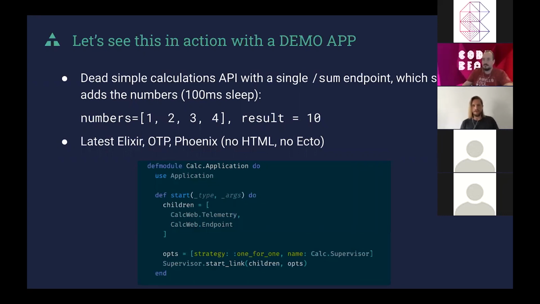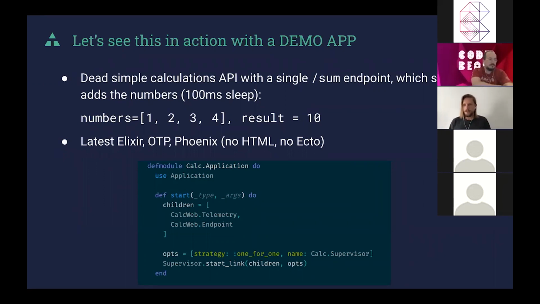We're going to do a dead simple calculations API with a simple sum endpoint, which slowly adds the numbers. By slowly I mean that I actually injected a 100 millisecond sleep there just to pretend that it's meaningful work. So the input is going to be a list of numbers 1, 2, 3, 4, and the result is going to be 10.